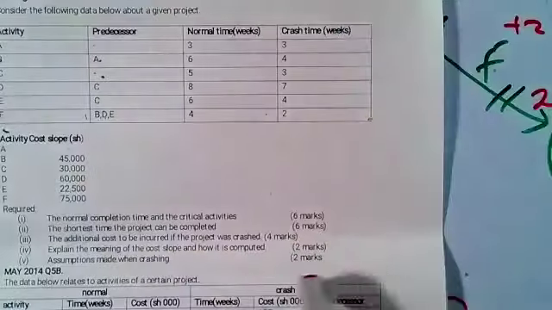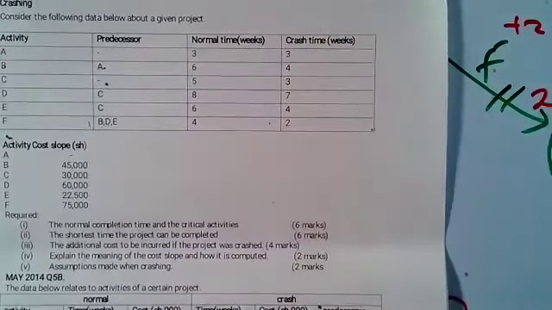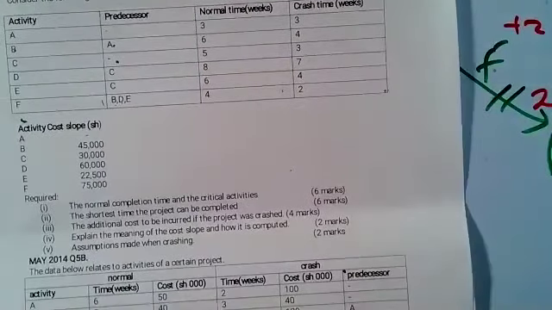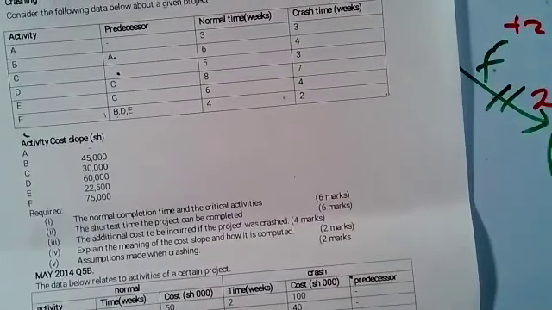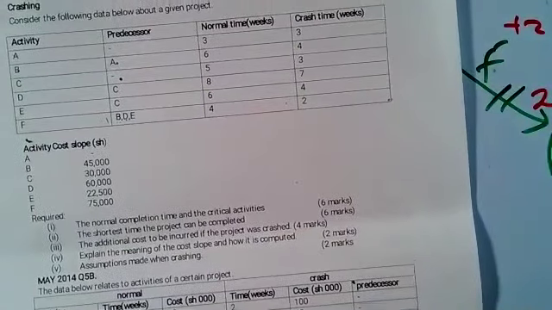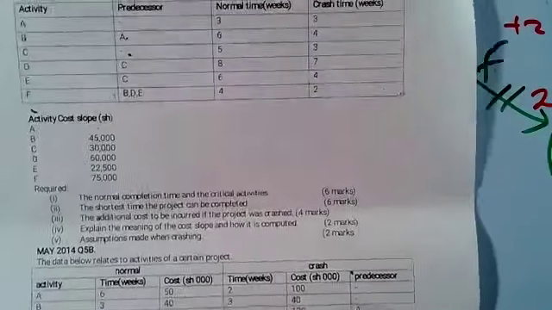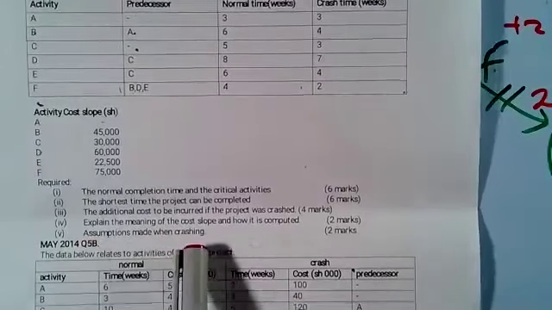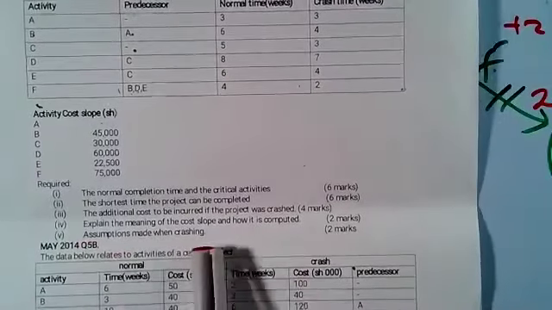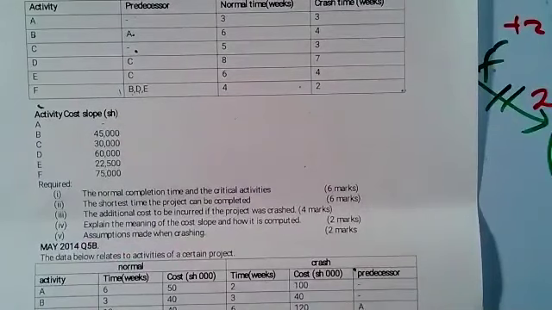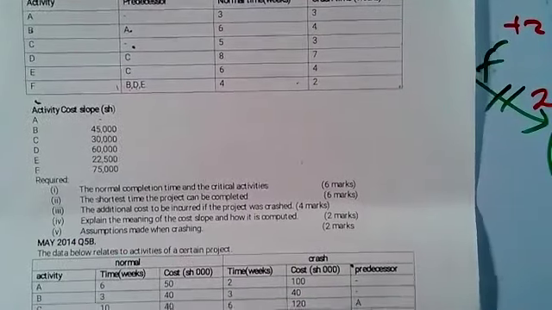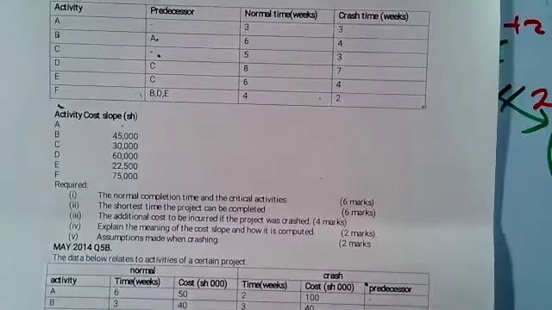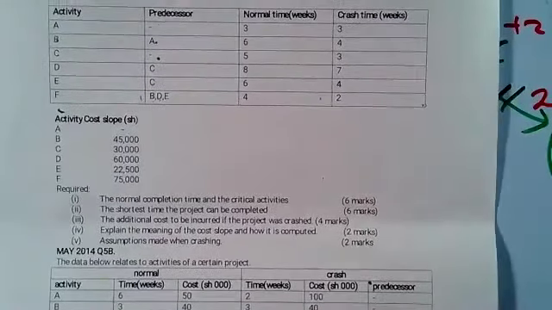Good. So I hope you are clear there. We have said that whenever you are looking at additional cost, only consider the critical activity. Then you multiply by the cost slope. Then part 4, explain the meaning of cost slope. We have already explained that, and then the assumptions made when crashing. I think with that, we are okay.